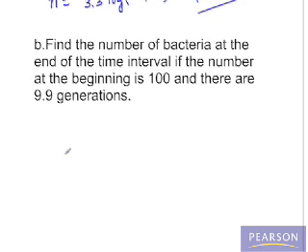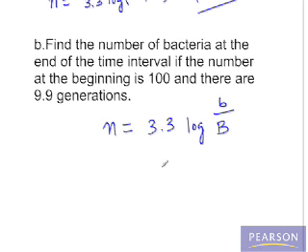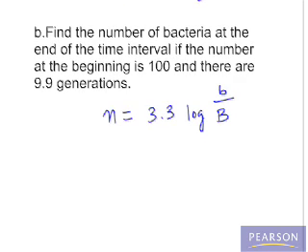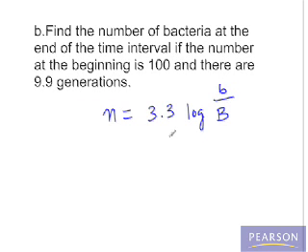Part B: find the number of bacteria at the end of the time interval if the number at the beginning is 100 and there are 9.9 generations. So again, we'll start with n equals 3.3 times the log of lowercase b over capital B. And again, we'll substitute in the values that we know. Find the bacteria at the end of the time interval, so that's lowercase b. We're looking for lowercase b when capital B is 100 and n is 9.9.